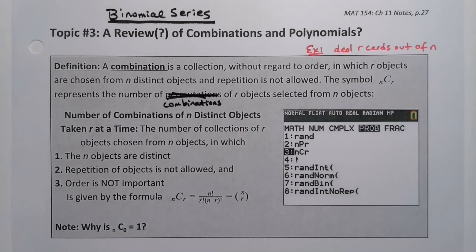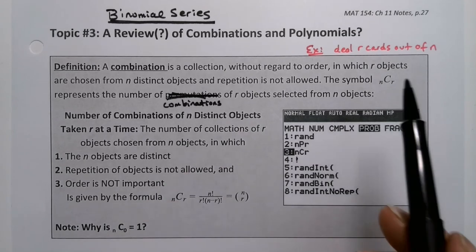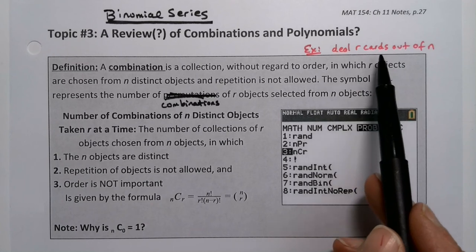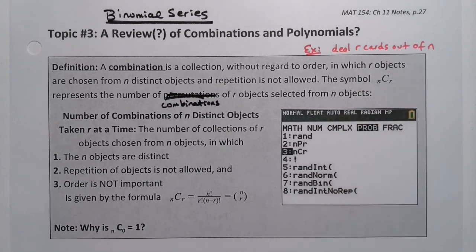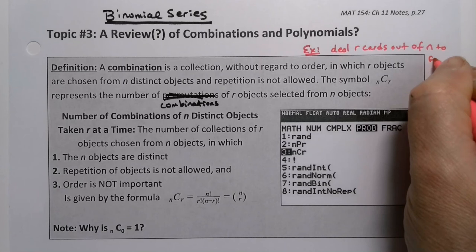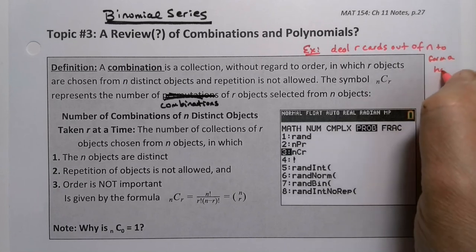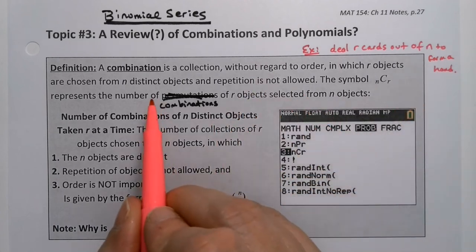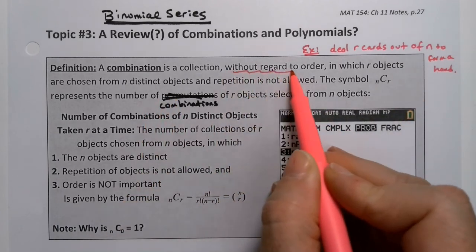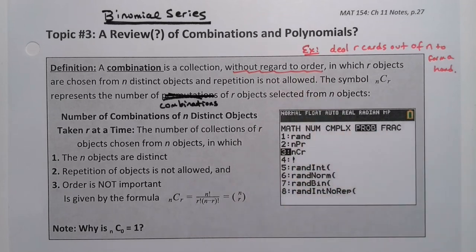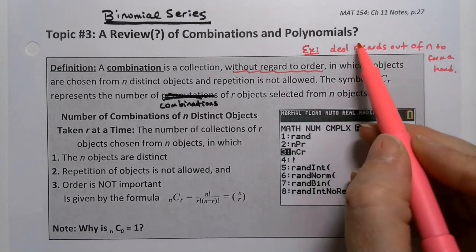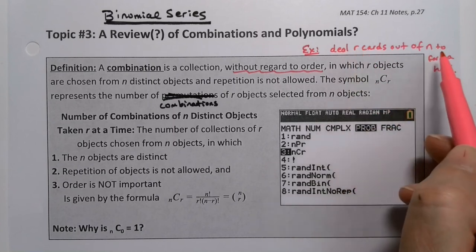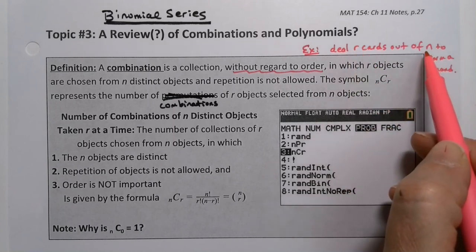So when you think about a combination, I like to think about it as you're being dealt r cards out of n to form a hand, if you're thinking about playing card games. So it doesn't matter what order they came in, that's why it's without regard to order. It doesn't matter which one's first and which one's second. What matters is that they're dealt to you in your hand. And then you're looking at r cards in your hand out of n cards in the deck.